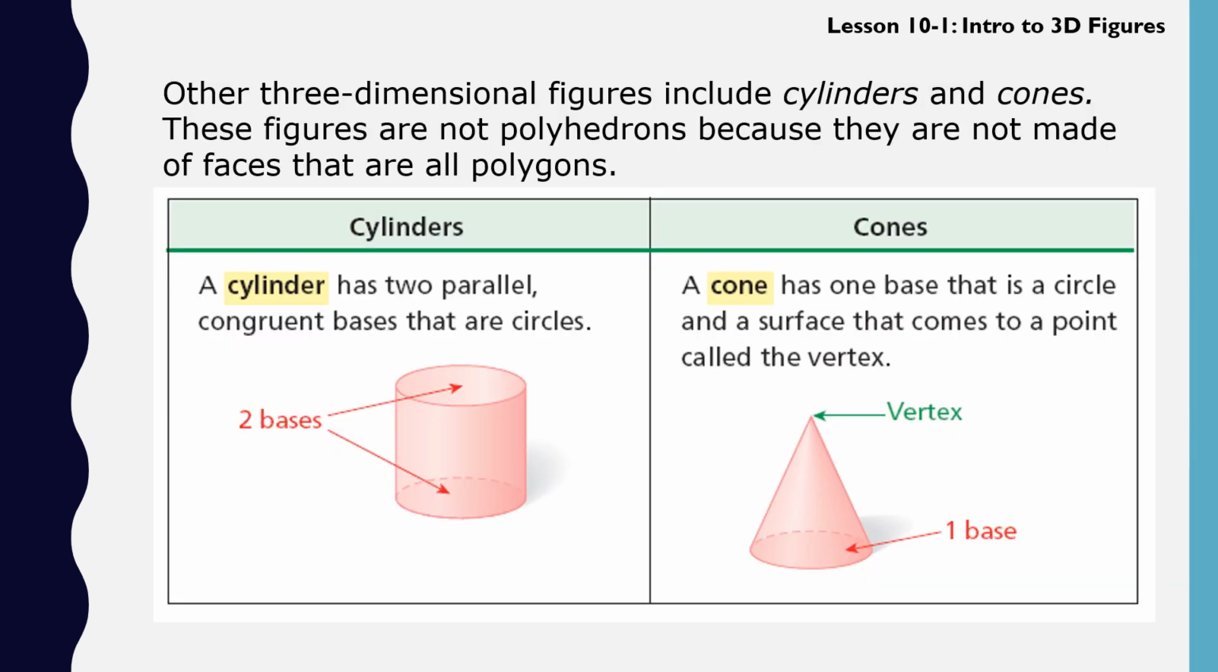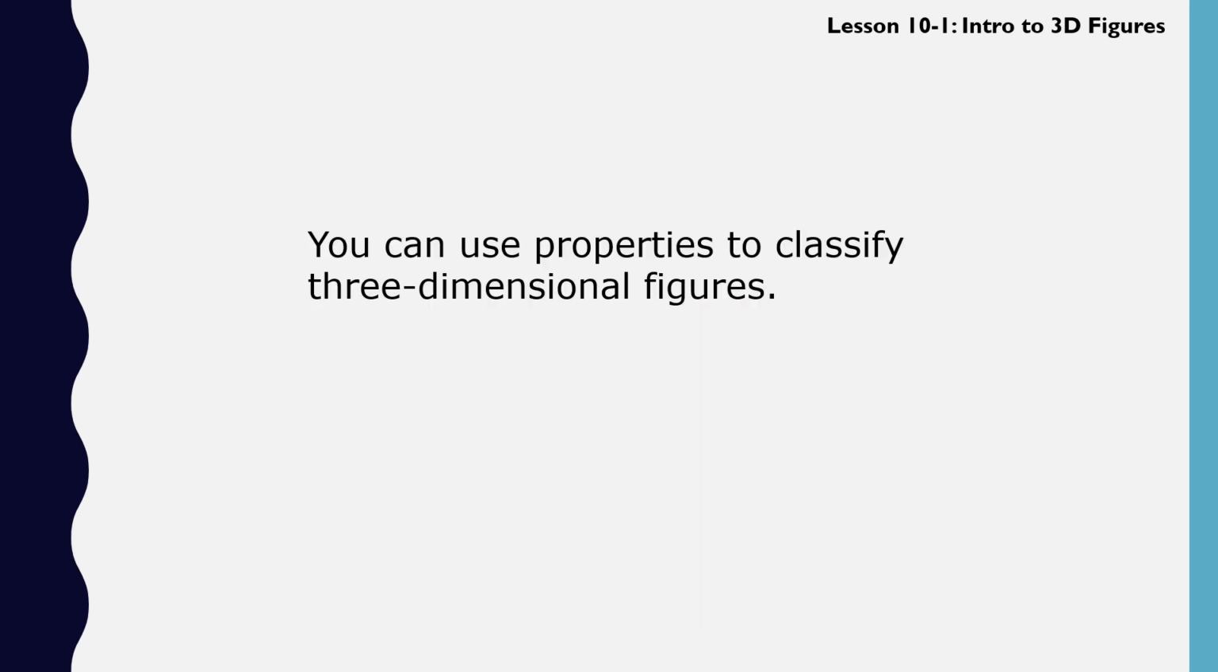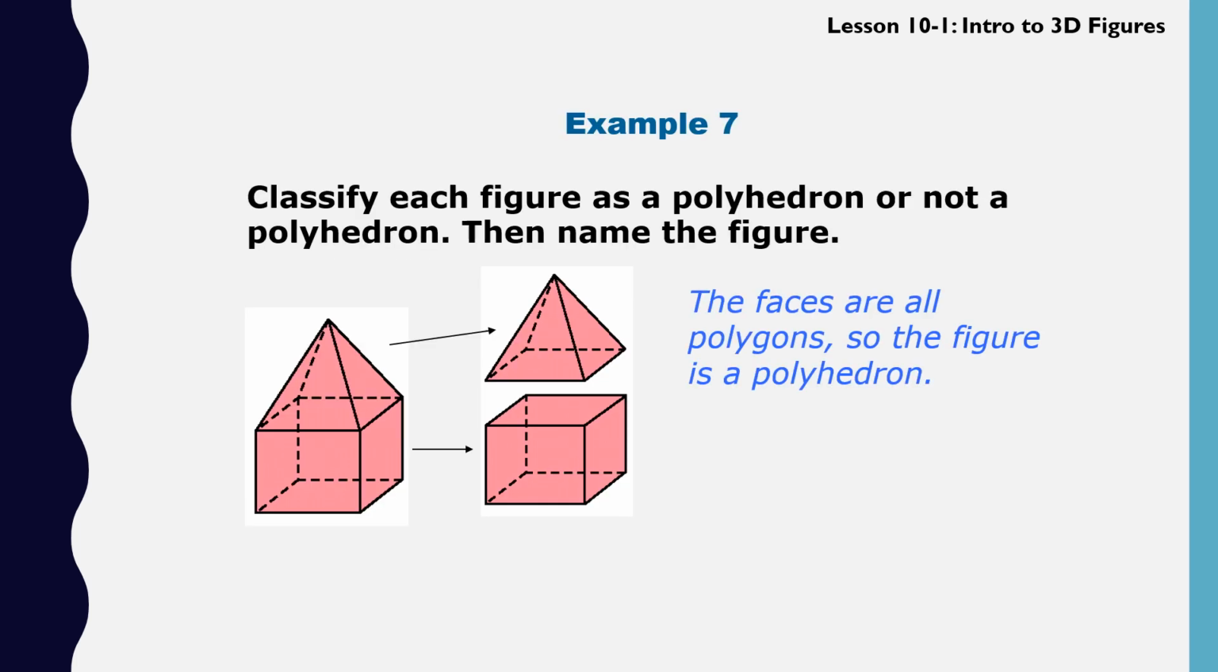Other three-dimensional figures include cylinders and cones. These figures are not polyhedrons because they are not made up of faces that are all polygons. A cylinder has 2 parallel congruent bases that are circles. A cone has 1 base that is a circle and a surface that comes to a point called the vertex. You can use these properties to classify three-dimensional figures. Classify each figure as a polyhedron or not a polyhedron, then name the figure.